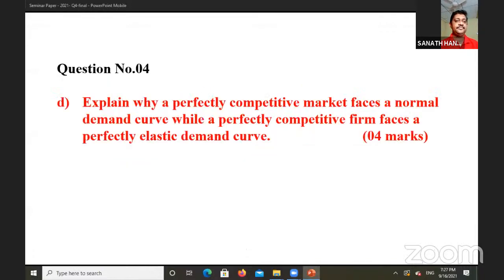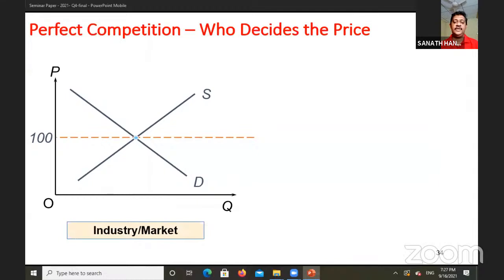Right, next one. Explain why a perfectly competitive market faces a normal demand curve while a perfectly competitive firm faces a perfectly elastic demand curve. Is it true? Yes, it's true. We see the diagram.